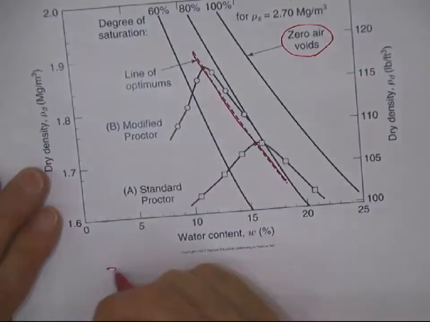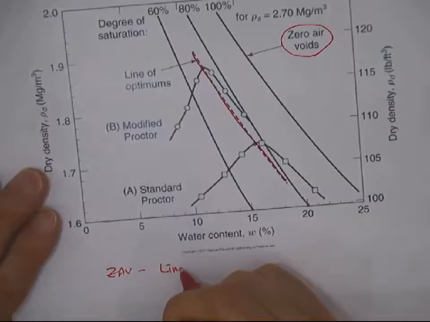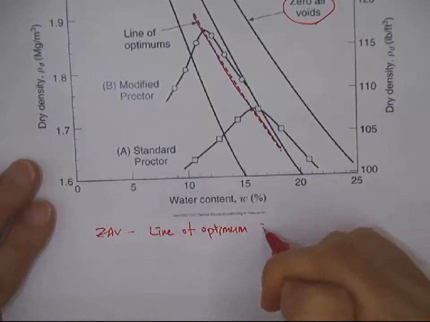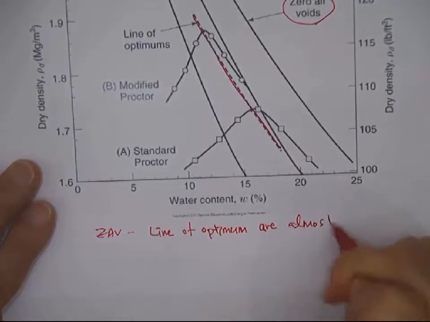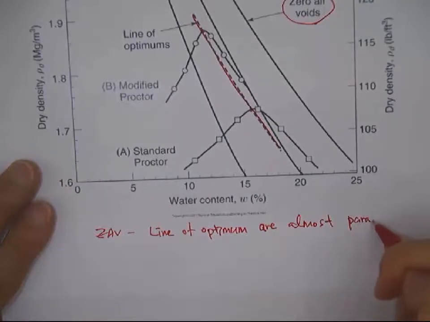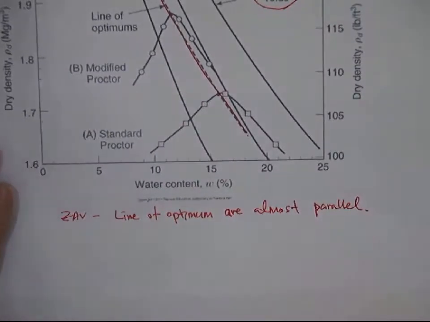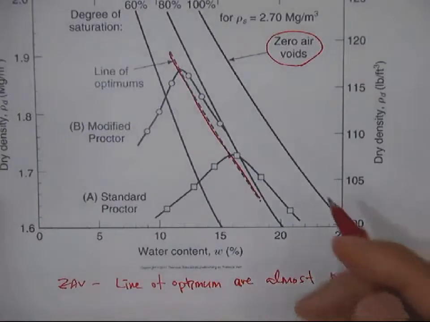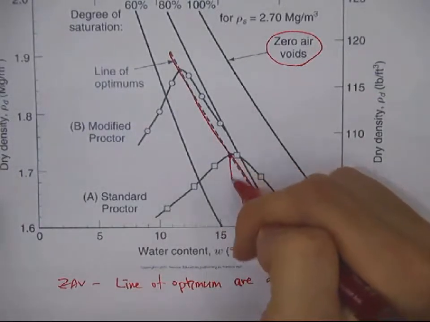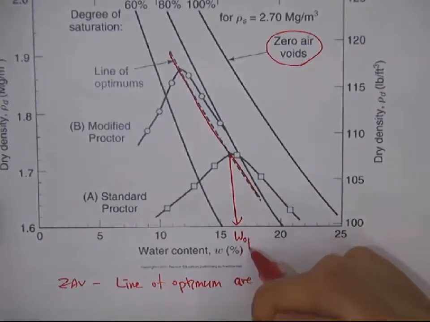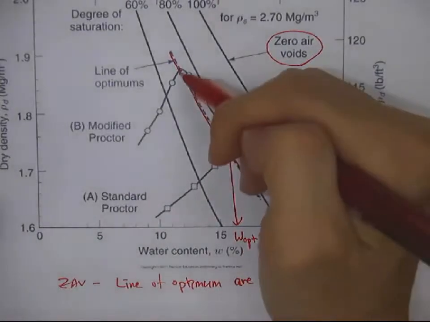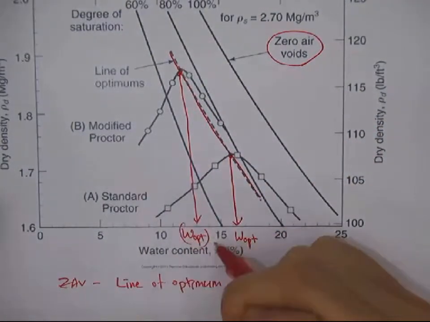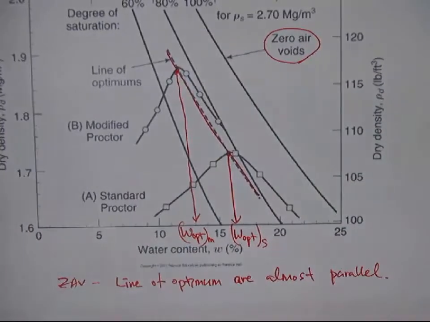In general, the ZAV and the line of optimum are almost parallel to each other. Then where will the optimal water content be? The optimal water content is here, W opt, and here is another W opt, from the modified Proctor test and from the standard Proctor test.